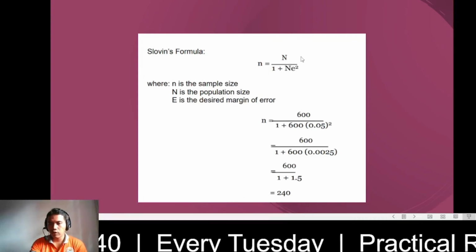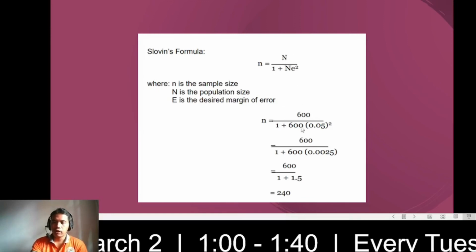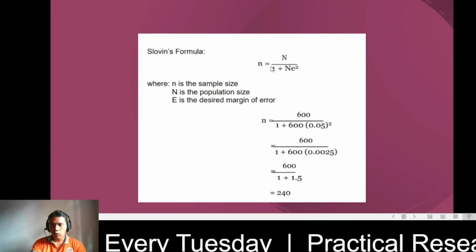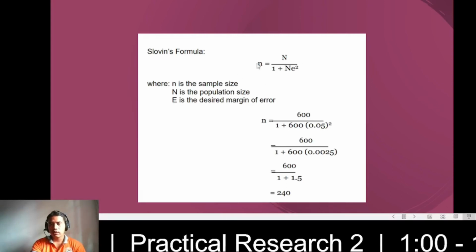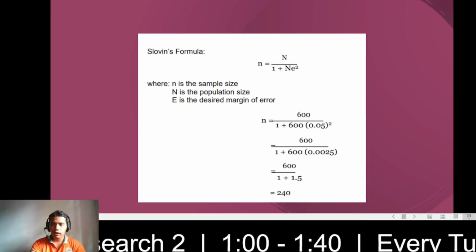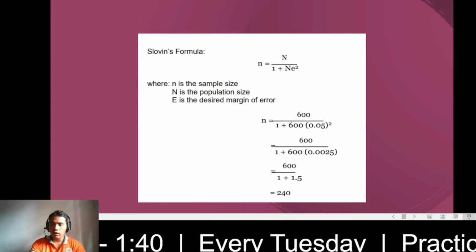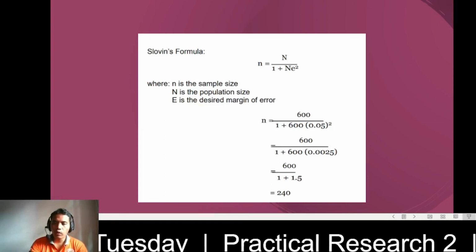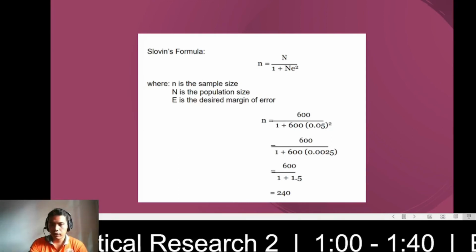So, you will substitute the value. Let's just say, yung example natin sa buong town. Sabihin na lang natin town. So, 600. So, you substitute the value of n as 600. There's 600. And 1 is a constant value. So, hindi yan nagbabago. 1 lang talaga palagi yan. So, this is the Sloven's formula. N is equals to n over 1 plus n e squared. So, it means that this is the sample size equals, the total population size over 1 plus population size times the desired margin of error square.